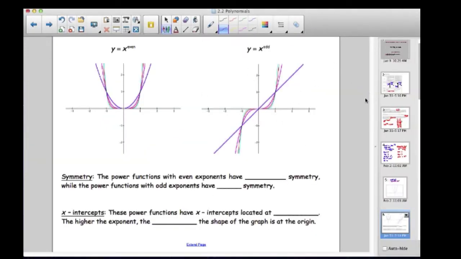All right, so let's talk about symmetry. The power functions with even exponents have even symmetry. And the power functions with odd exponents have odd symmetry. Let's remember that a power function has the form y equals a times x to the n. So a power function is only one term. We don't have plus something else or minus something else when we are dealing with power functions. As far as x-intercepts are concerned, these power functions have x-intercepts located at the origin, or when x equals 0. The higher the exponent, the flatter the shape of the graph is at the origin.